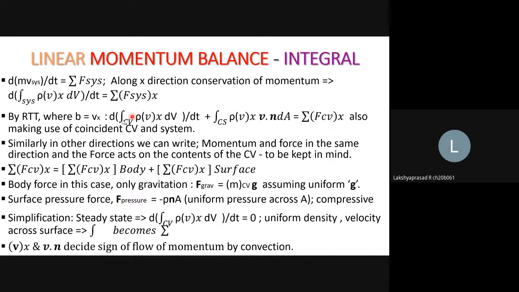And now, if this linear momentum balance has to be simplified, then we know that for steady state, the d by dt term will go to 0, and then we can also assume uniform density, velocity, and velocity being perpendicular to the normal vector, and further simplify the integral to summation over inlets and outlets for the convective term. And of course, for the flow of momentum out through this control surface by convection, its sign is decided by the dot product of velocity and normal vector and the x component of the velocity. If the signs are same, then we'll get a positive convective term.